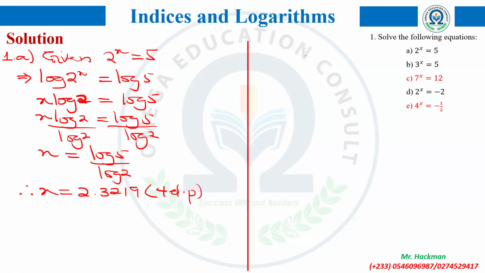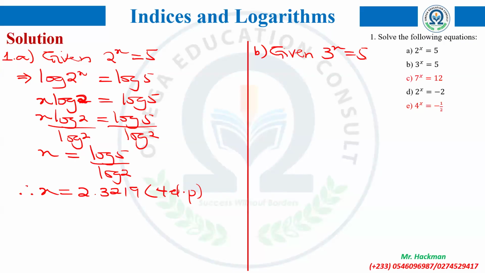Let's go and look at B. Are we all fine? So here we didn't do anything special. We said when you cannot write it with a common base on each side as a power, just apply log, and the rest will be calculator work. So for B, it is the same technique. We are given 3 to the power x is equal to 5.